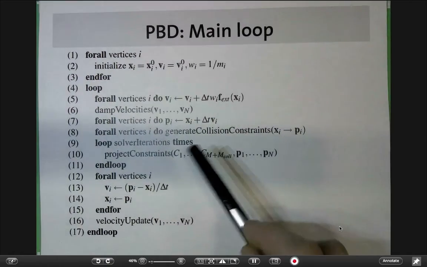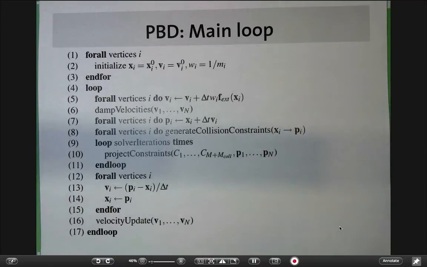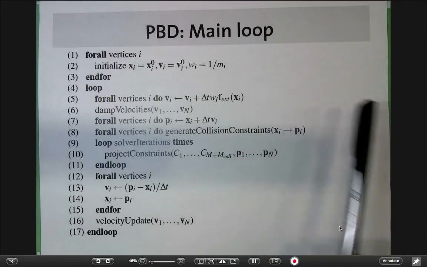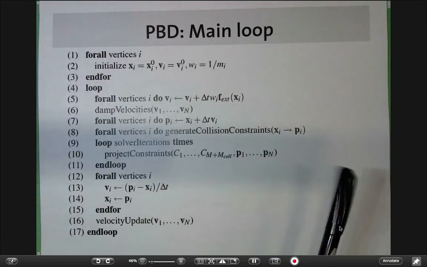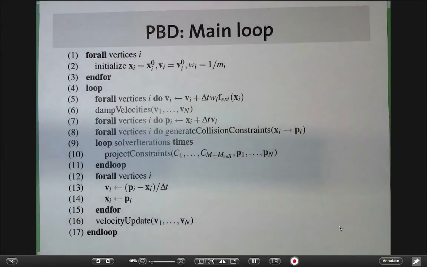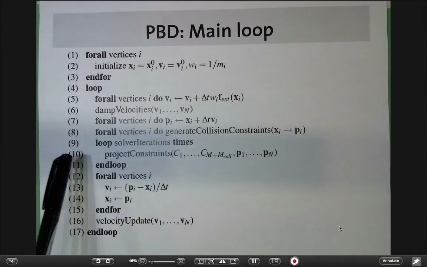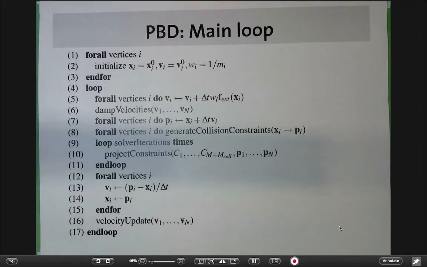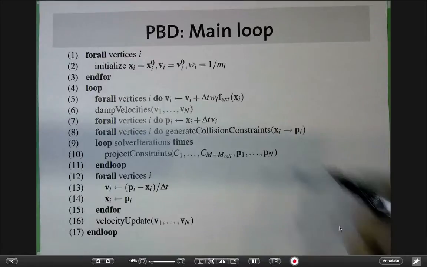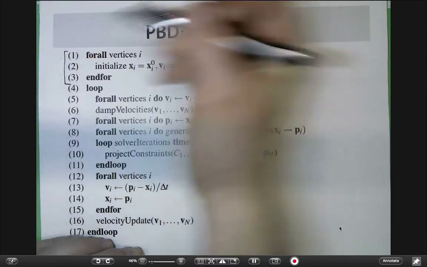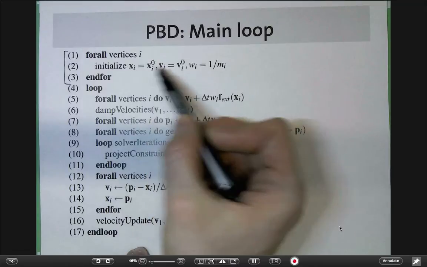Okay, so the cool thing about PBD is that this is basically it. This is the main algorithm. Here we don't have to hand wave with time discretization and integrations and the Euler techniques. Instead, it's a sequence of fairly simple operations. It starts with some initialization. Let me go through all these steps one by one. These first three are just initialization: we set some initial conditions for the positions and the velocities.